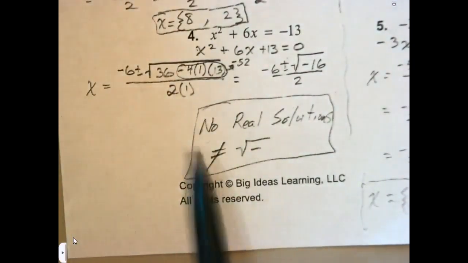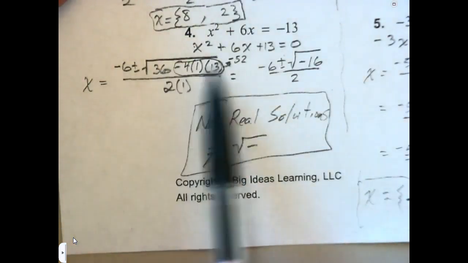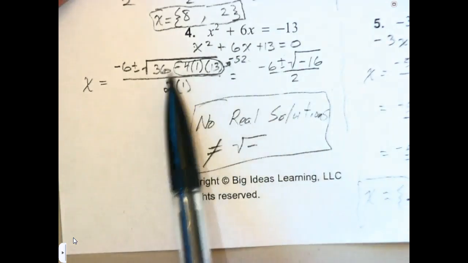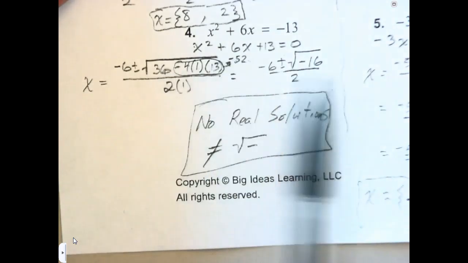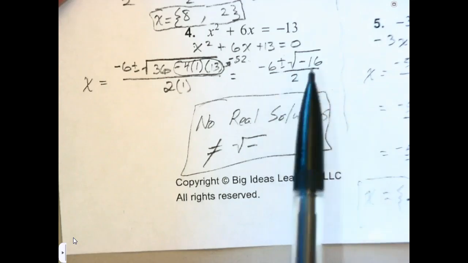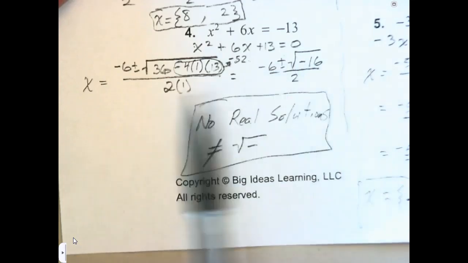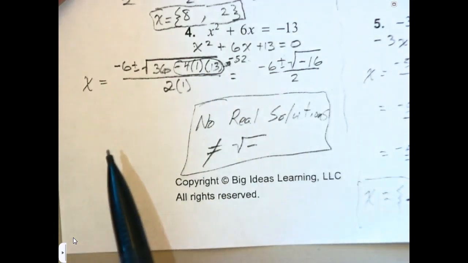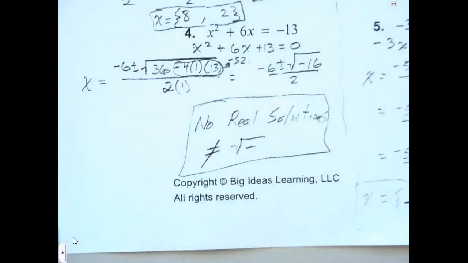Please note on it. Look, 36 minus, this is a negative 52, so 36 minus 52 is negative 16. At that point, I didn't even have to write this. At that point, you could have stopped. It's no solution. Can't take the root of a negative.